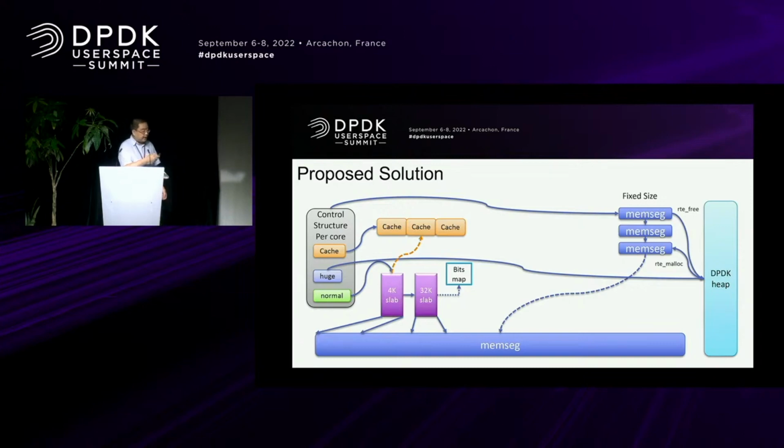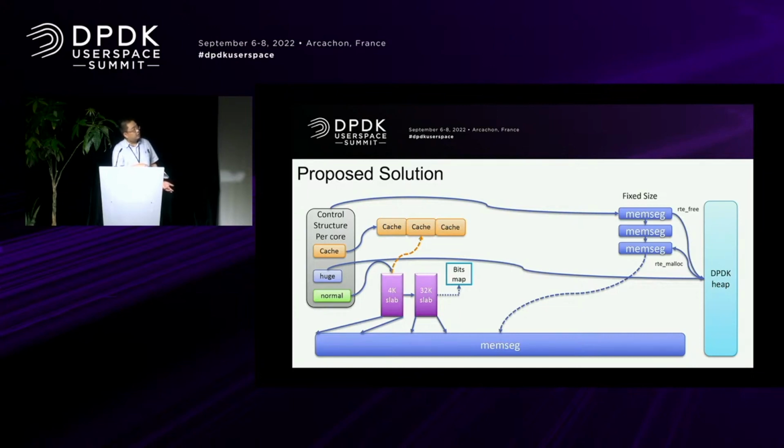So the whole idea is, first, we request a fixed size memory segment from the DPDK heap here. So basically, we will use RT Malloc. We request a fixed size. The fixed size we use here is configurable. Can be 4 meg, can be 8 meg, depends. That's how we did the pre-allocation, right?